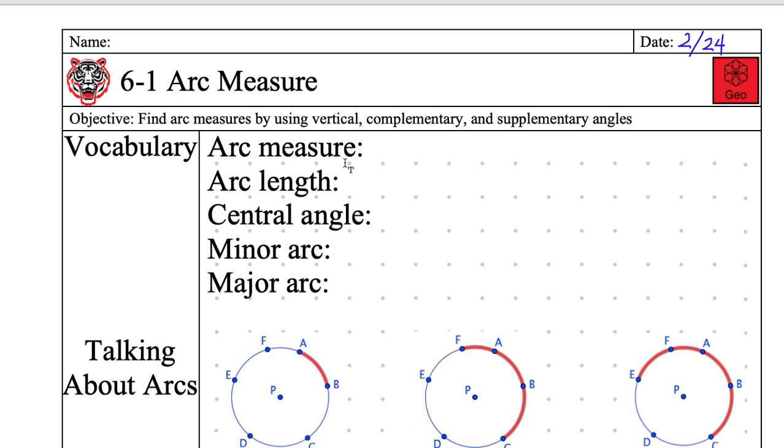All right. So I'm just going to say it's the measure in degrees of the semicircle.